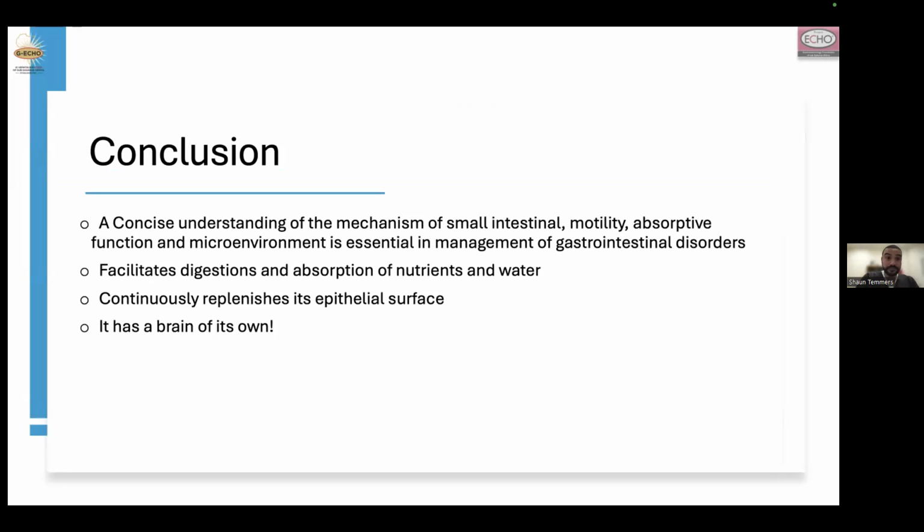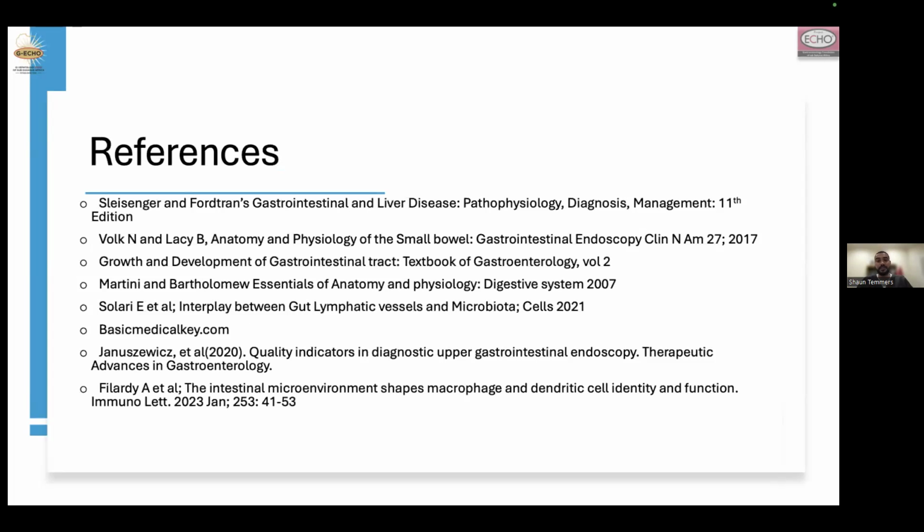In conclusion, a concise understanding of the mechanism of small intestinal motility, its absorptive function, and its microenvironment is essential for the management of a vast array of gastrointestinal disorders. The small intestine facilitates digestion and absorption of nutrients as well as water. It continuously replenishes its epithelial surface. It has both an immune system and a brain of its own. These are just a few of the references used in preparation of this talk, and thank you for your time and listening. And I hope you're not asleep.